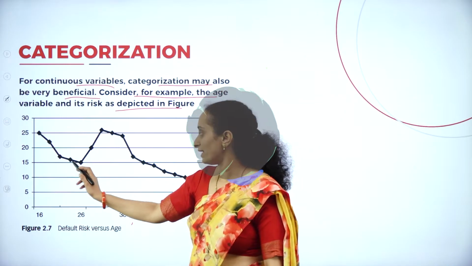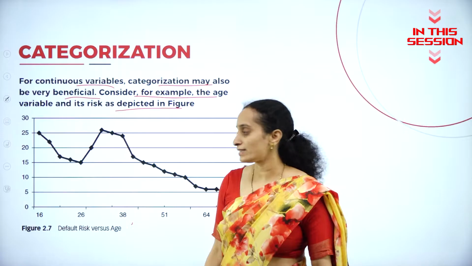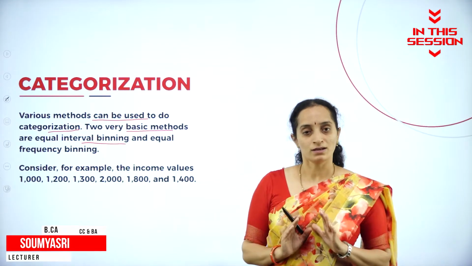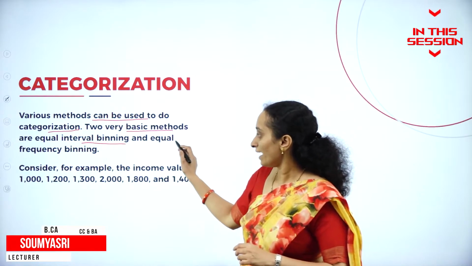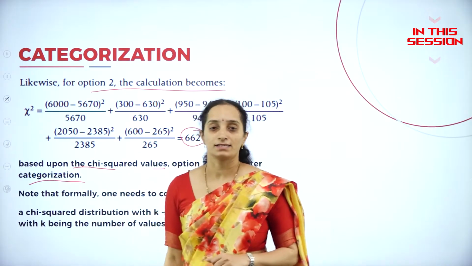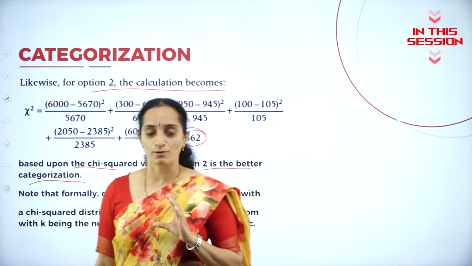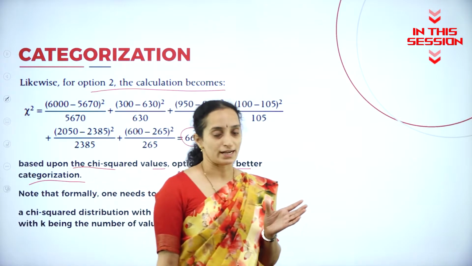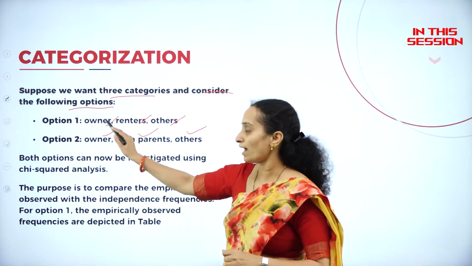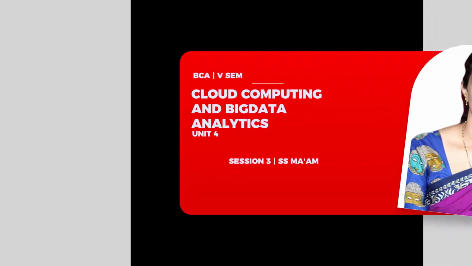So risk will be less when you are at the age of say 25, 23, 24. Equal interval binning or grouping or categorizing, and equal frequency binning. Better categorization. We get 662 values. Most values will be considered in each category. Owner with parents and others, or you can have owners, renters and others.